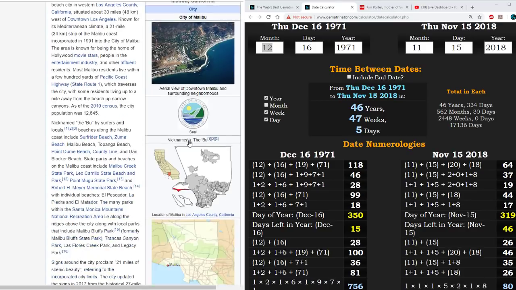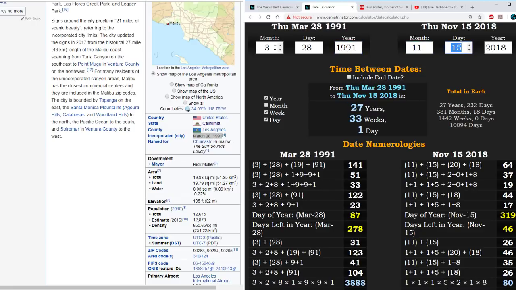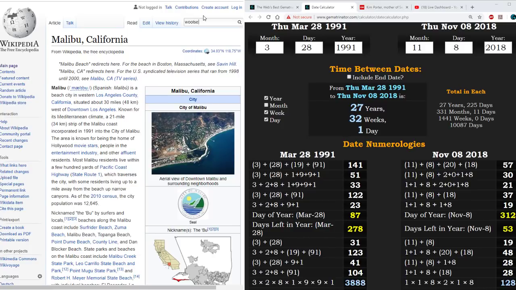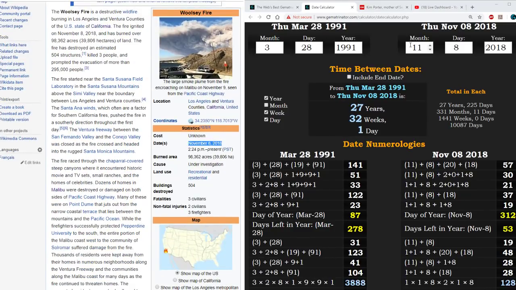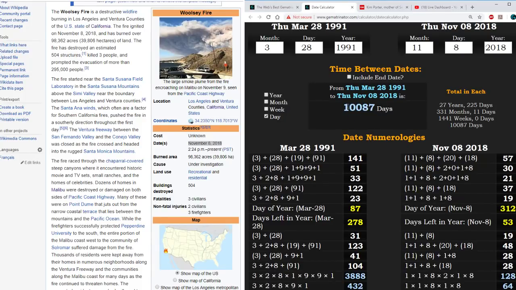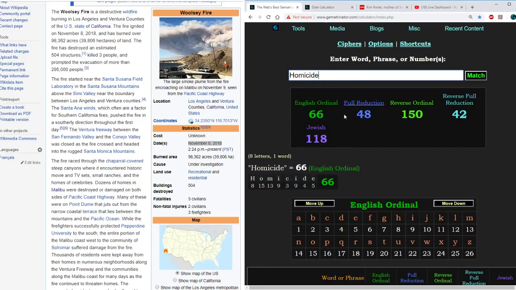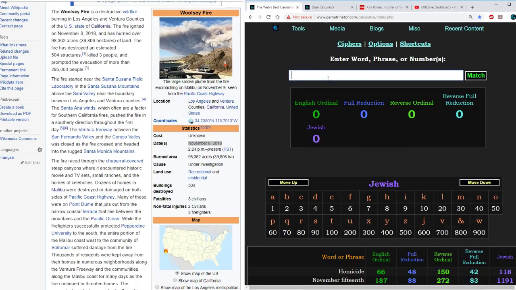Malibu, California, a city which was incorporated on March 28th, 1991. The Woolsey Fire, which has since obliterated the city of Malibu, began on November 8th. And on that date, the city of Malibu was exactly 10,087 days old, just like that 187 homicide code. When you write out homicide, you get 11/8, just like the date that these fires started, November 8th.